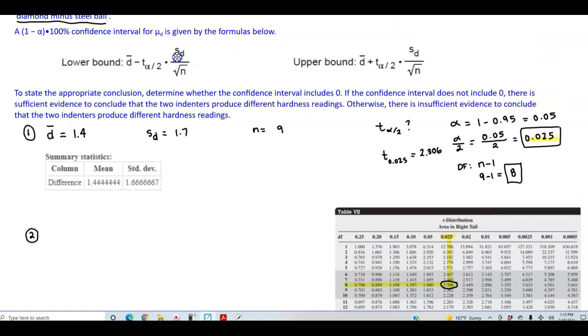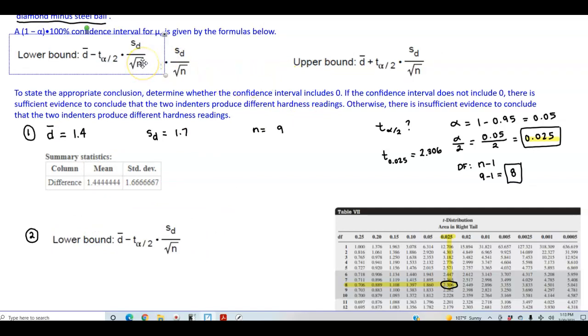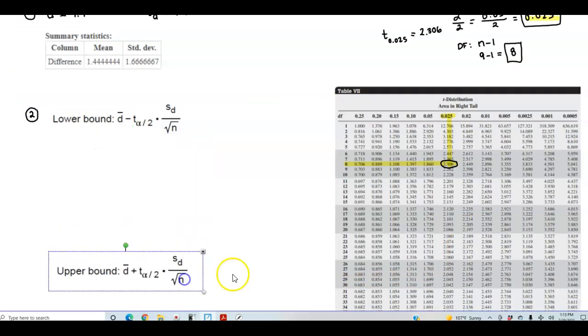Okay, so now what we need to do is find the lower bound using the lower bound formula, and the upper bound as well. Let's go ahead and find the lower bound. Well, the lower bound is going to equal the mean, which is 1.4. We're going to subtract the critical value, which is 2.306, multiplied by the standard deviation, which is 1.7, divided by the square root of 3.